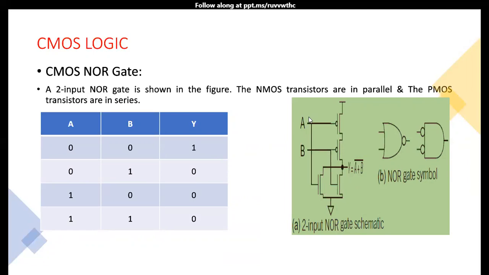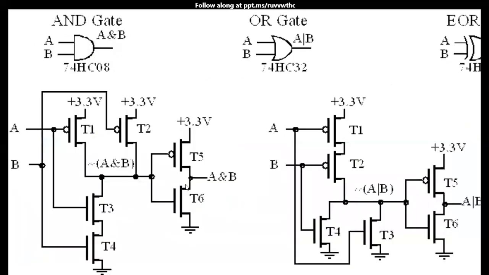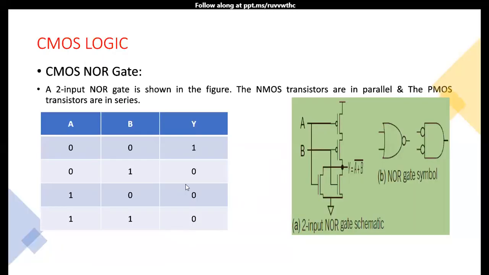If you give the high inputs to both A and B, then what happens? Both the PMOS transistors will be off. Hence, it is open circuited. And the NMOS transistors are closed circuit. That means this will be closed and this will be closed. This connects the output to the ground. Hence, it will not produce any output at this point. Hence, the output will become 0. So like this the CMOS NOR gate works.